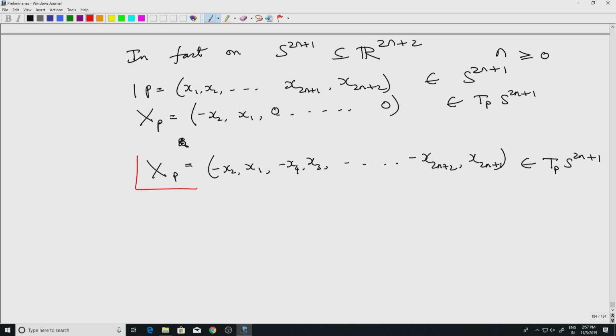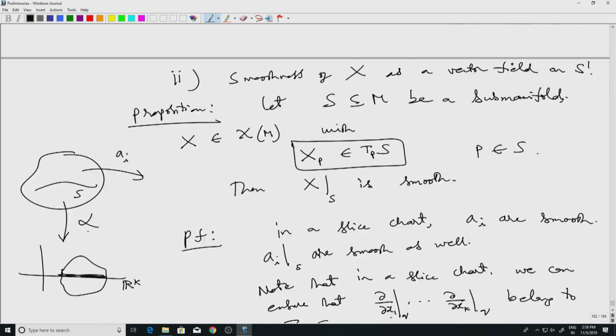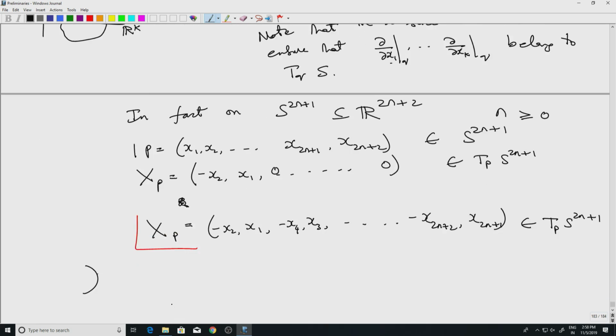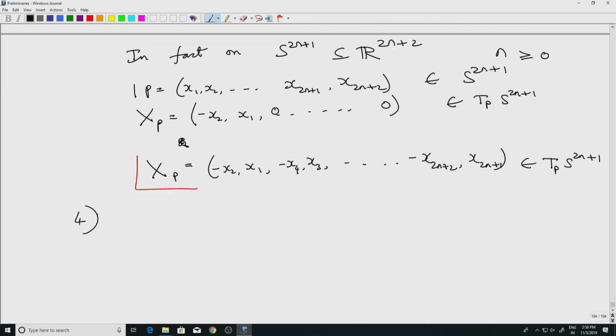Instead, let's talk about Lie groups. This is the right place to talk about them. So this was example number 3. Now I am moving on to example number 4: Lie groups and Lie algebras.